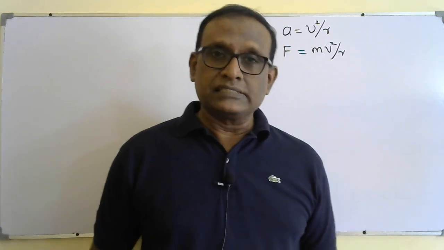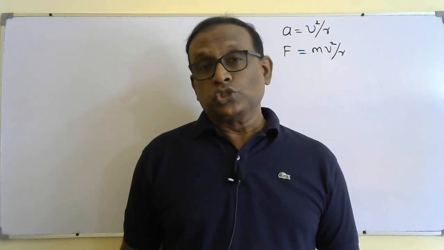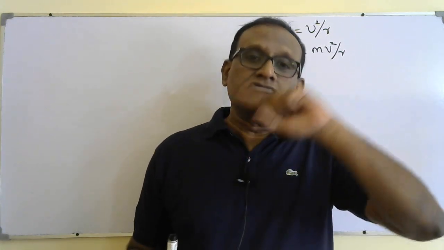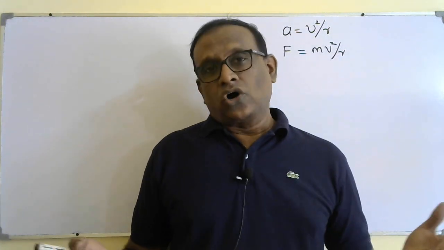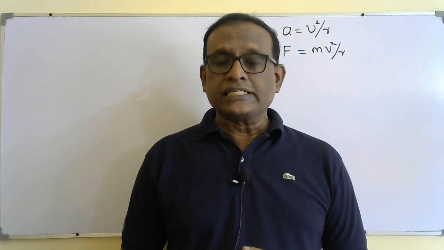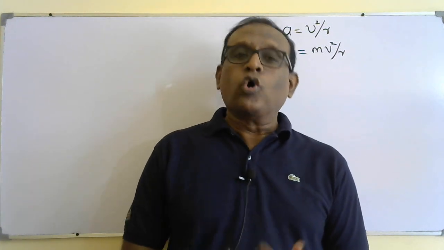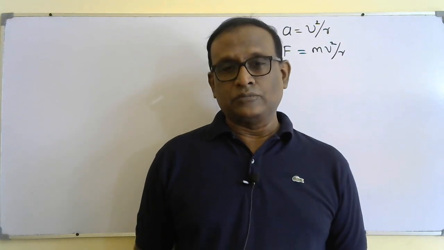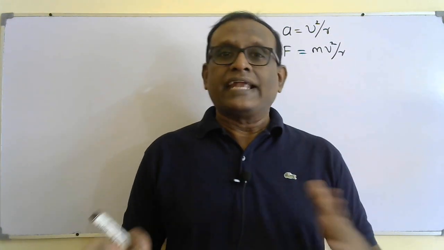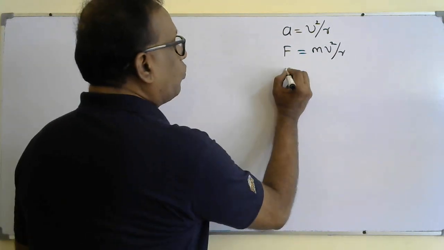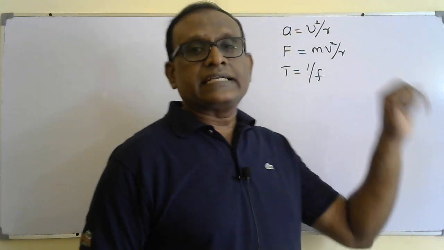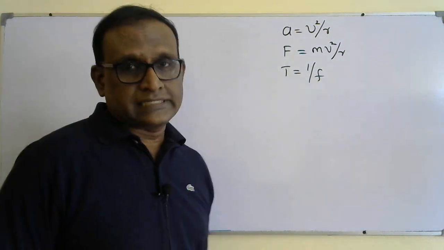The third equation, you should know about the time period. The time taken to complete one full circular path is called the time period of the circular motion, and the number of orbits completed per second is called the frequency of the circular motion. Those two, f and T, are related by T equal 1 over f. That's a well-known equation. Frequency and time period are related by this equation.